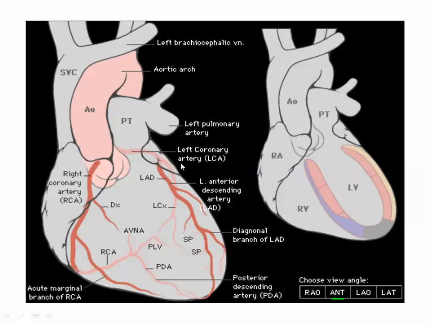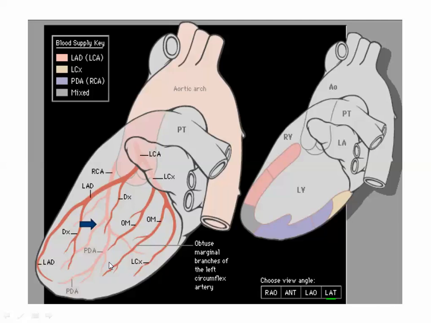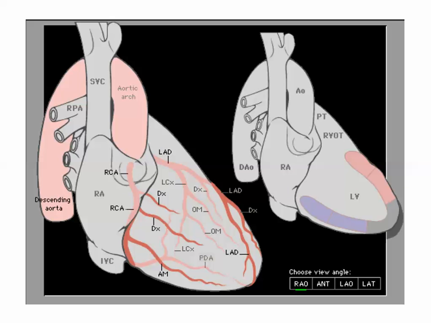Here the LAD, and this is the LCX that will come here. So as we said, the anterior is what? RAO: anterior, apex, inferior. But the AV plane is not perpendicular to you, it's more oblique, oblique to some extent, not perpendicular like this. This is RAO, it's almost perpendicular.